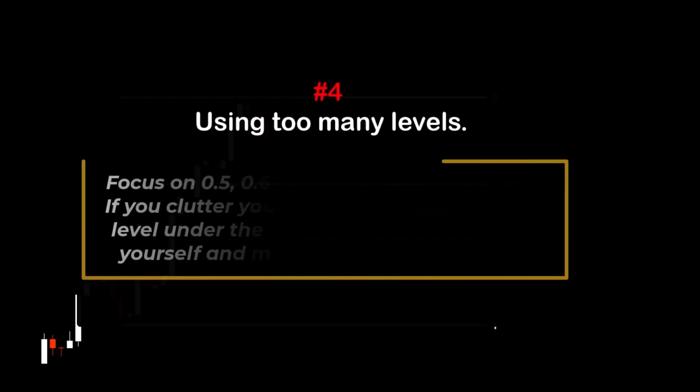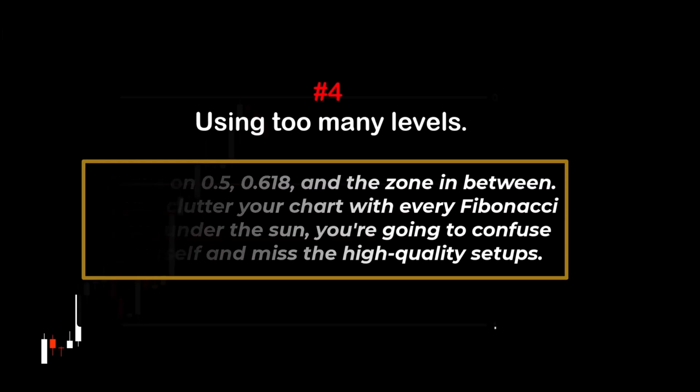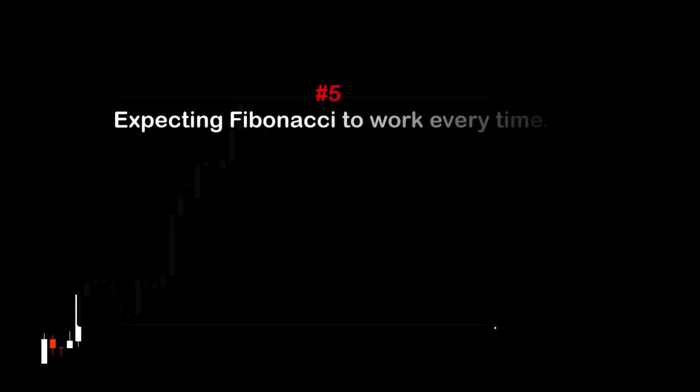Mistake number 4, using too many levels. Keep it simple. Focus on 0.5, 0.618, and the zone in between. If you clutter your chart with every Fibonacci level under the sun, you're going to confuse yourself and miss the high-quality setups. And mistake number 5, expecting Fibonacci to work every time.